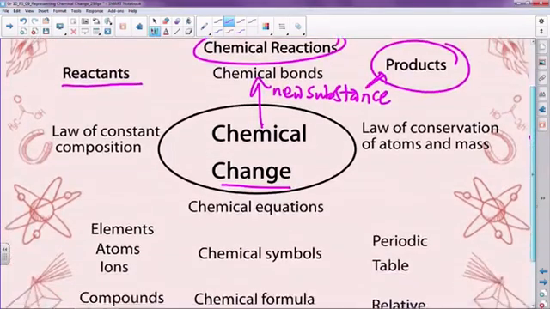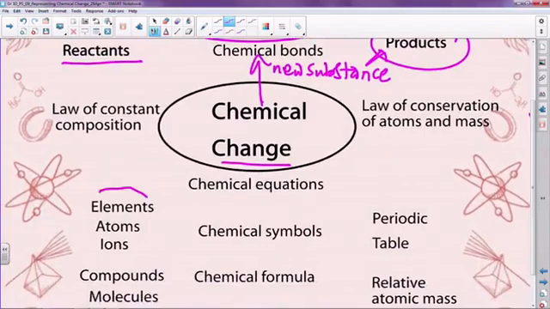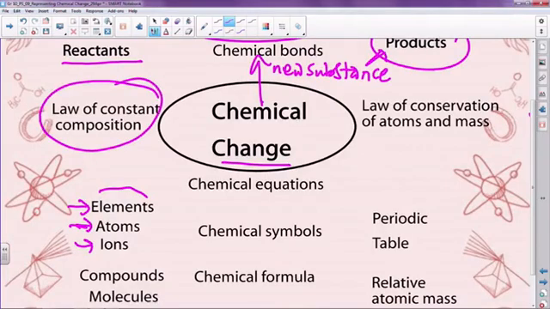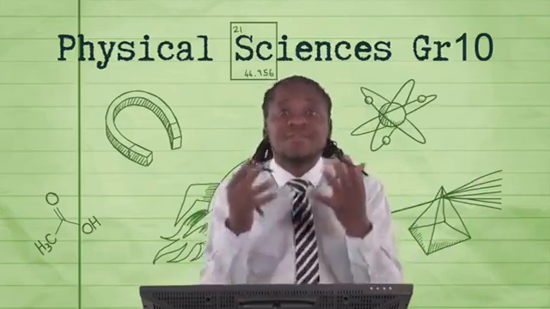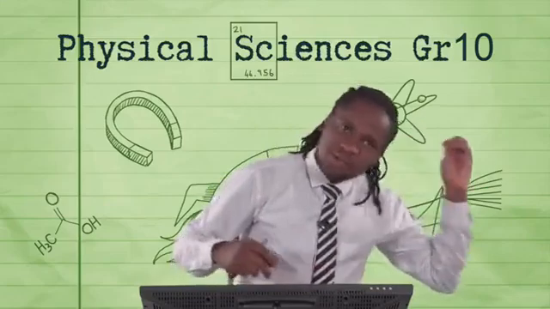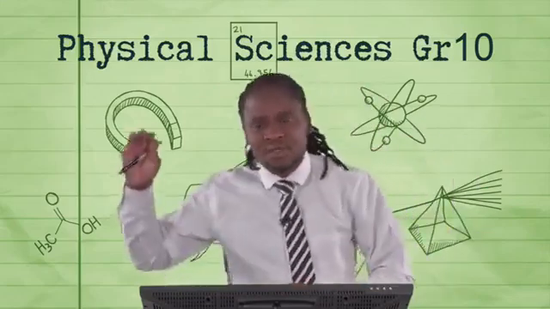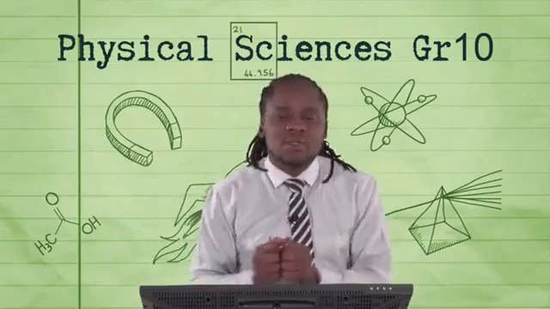However, it's very important for us to understand that the atoms, elements as well as ions in the bonds of the substances that take part in a chemical change are the ones that are involved in the chemical change. So we talk about the law of constant composition. What we're saying is that if you have particular substances as reactants, it certainly means that even the products must consist of the very same type of atoms. If we start with sodium and hydrogen on the left, it means even the products must contain the same elements or atoms or ions.